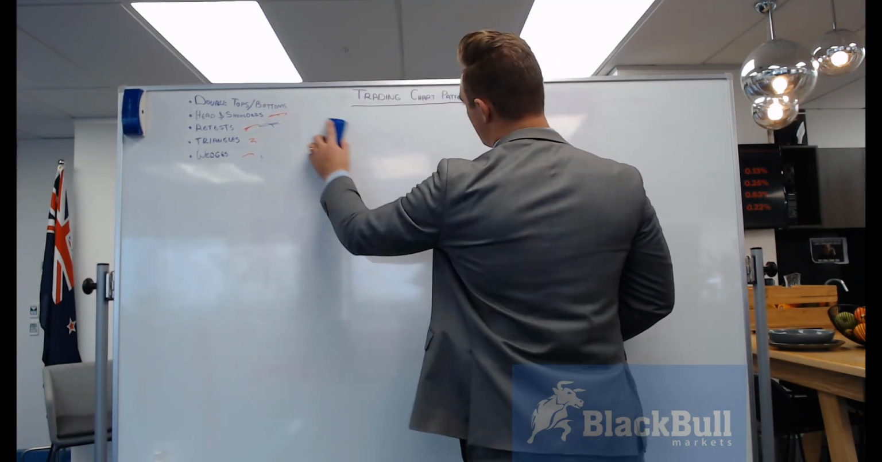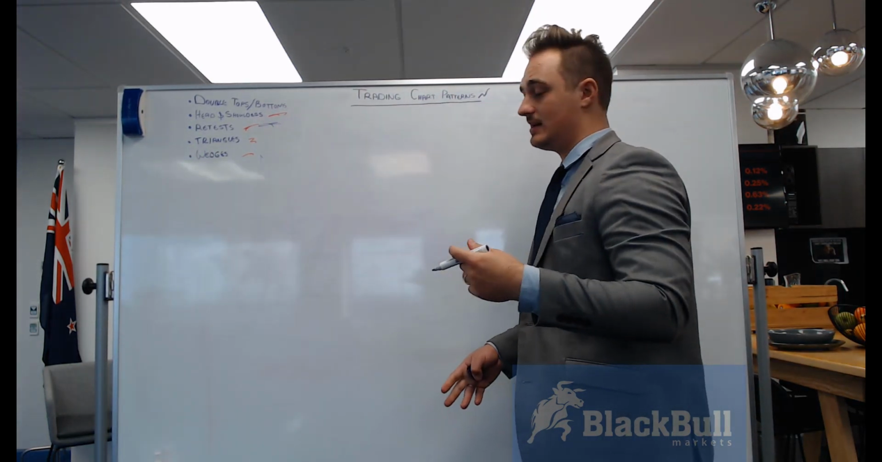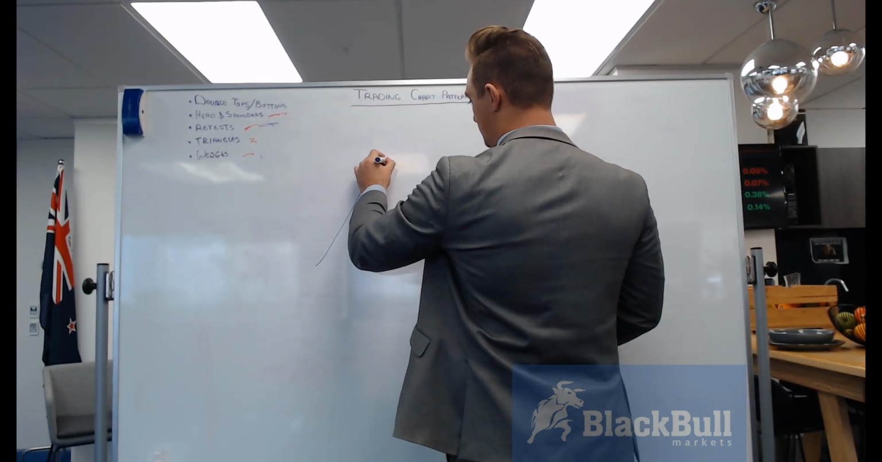And now wedges. Wedges are very similar to triangles, they just form a little bit differently. Again, I'll use an uptrending market for this example. We have the market coming to the upside, and again the market starts to squeeze into a price.